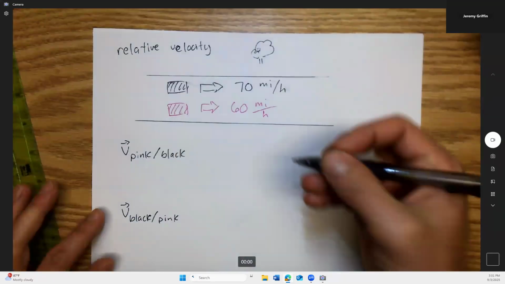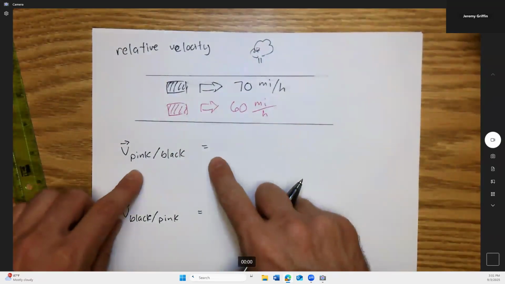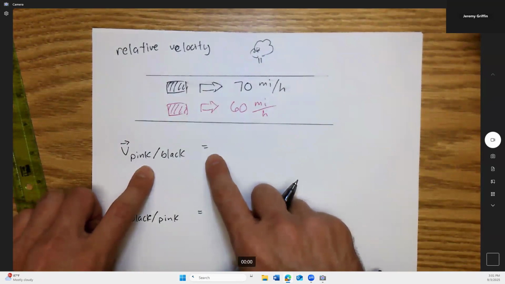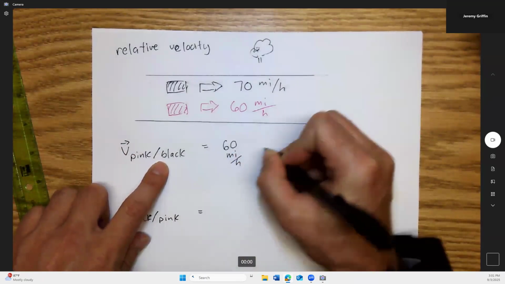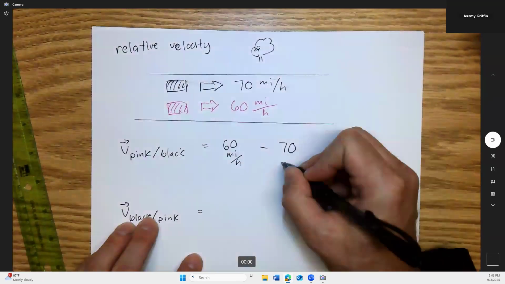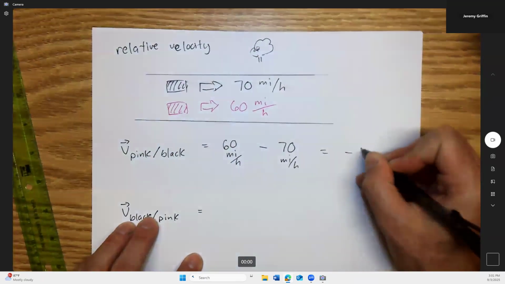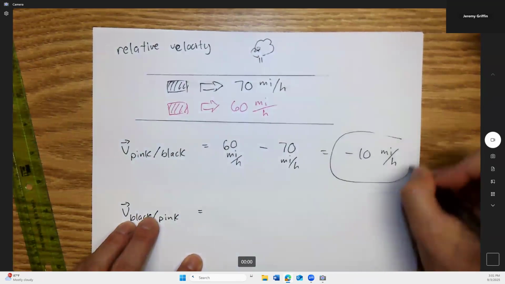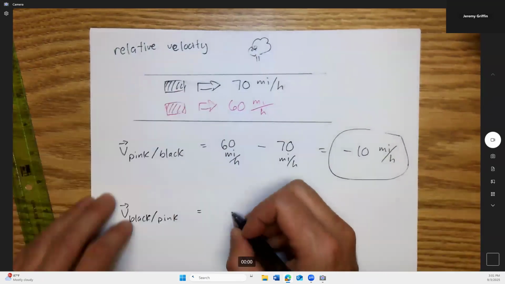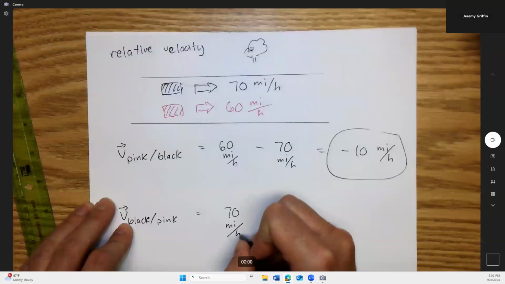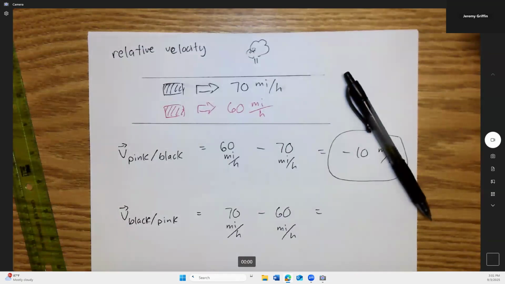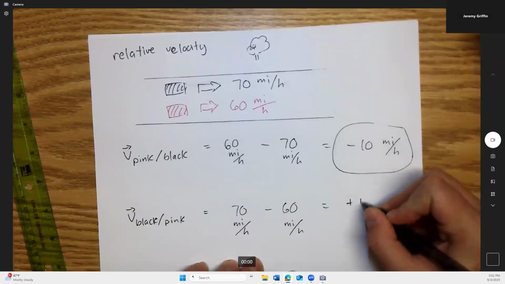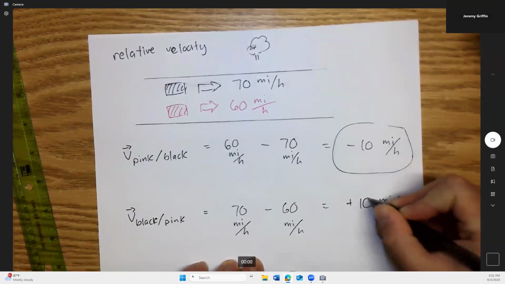Okay. So the formal way to get this is, the pink relative to the black, you always take the other guy's velocity, in this case 60 miles per hour for the pink, and subtract your own velocity, which for the black would be 70 miles per hour, to give you negative 10 miles per hour. But from the pink's point of view, you take the other velocity, which is now 70 miles per hour, subtract your own, which is 60 miles per hour. And that gives you positive 10 miles per hour.